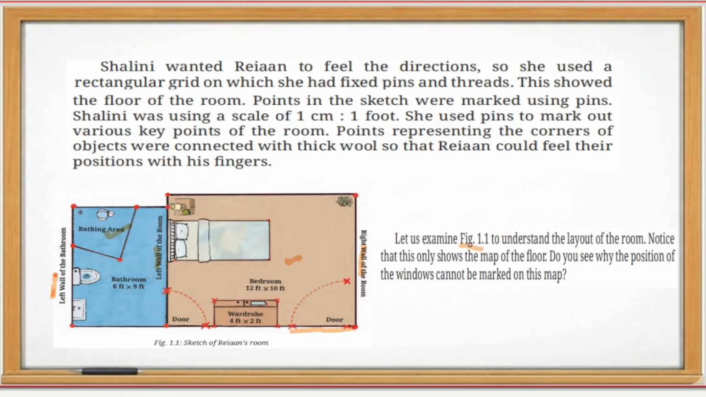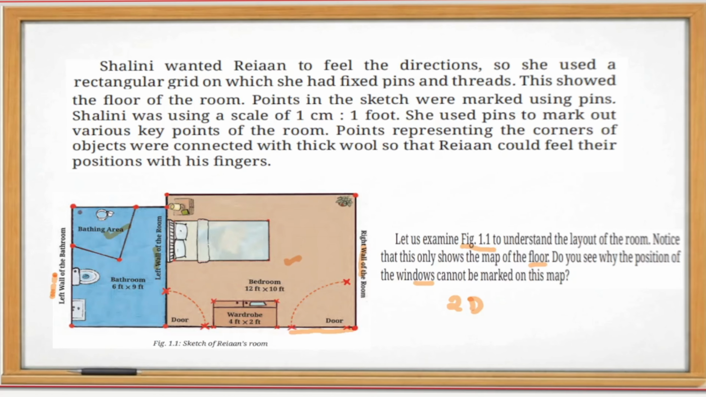Let us examine figure 1.1 to understand the layout of the room. Notice that this only shows a map of the floor. Do you see why the position of the windows cannot be marked on this map? It is because this figure is a 2D figure. In 2D figures, you can't see the windows. For that, we need a 3D figure, because the height cannot be seen in a 2D figure. Okay, I hope you understood. Now let's move on to the next page.